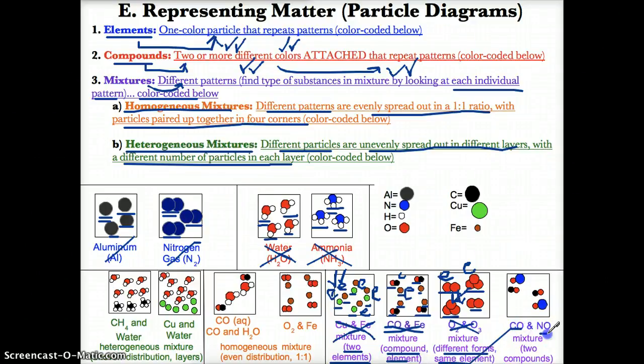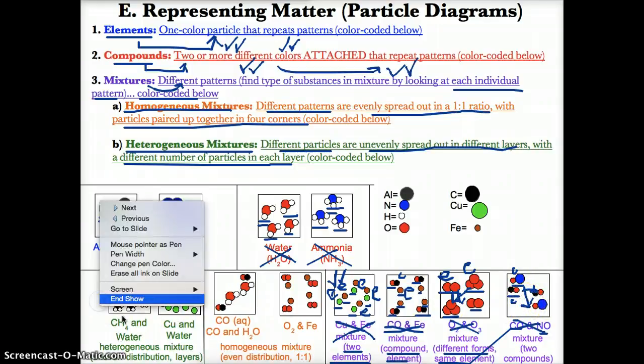This, really quickly, I'll just go through, is a mixture of two compounds. How you know is the first unique pattern is one red, one blue, so there are two different colors attached, and it repeats itself down here. Since it's two different colors attached that repeats itself down here, this is a compound. This is the next different pattern, and it's a two different color pattern, black and red attached, that repeats itself over here. So since it's a two different color pattern, red and black, that repeats itself over here, it's a compound. This is one unique compound, that's another unique compound. Since you have two different compounds, it's a mixture of two different compounds.